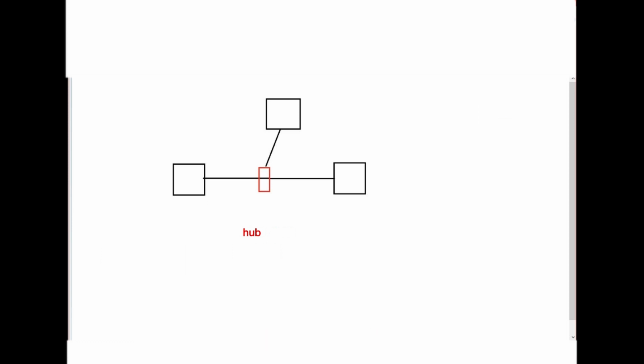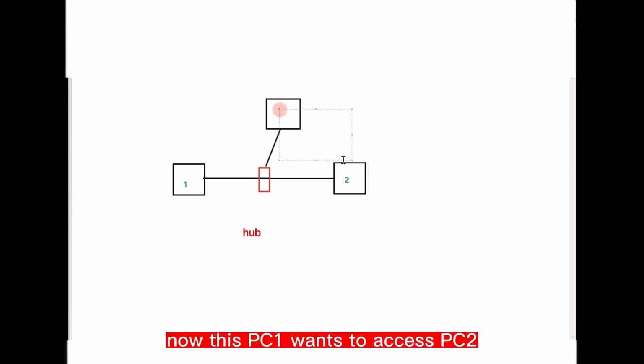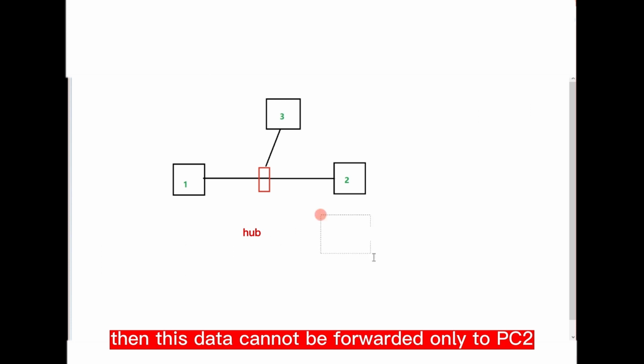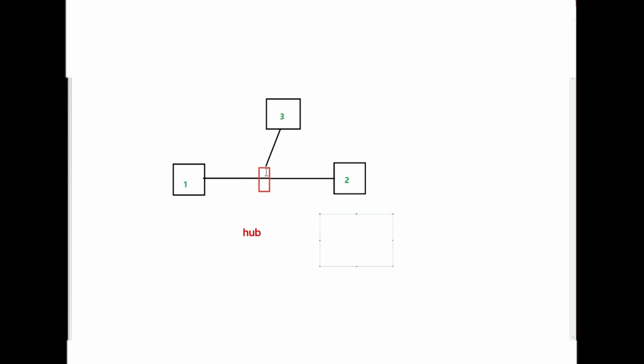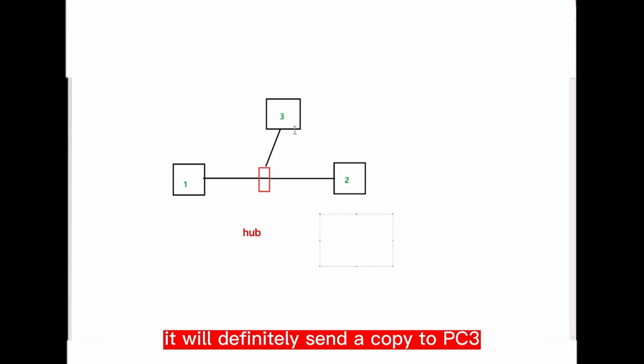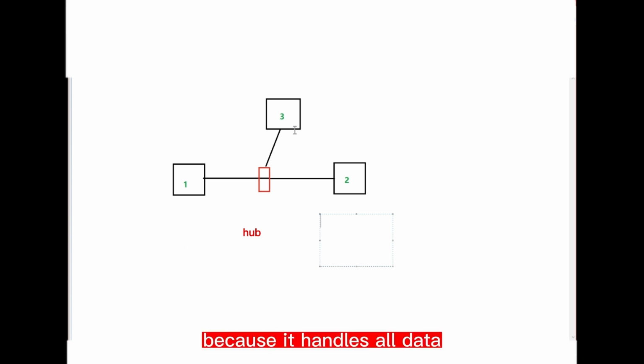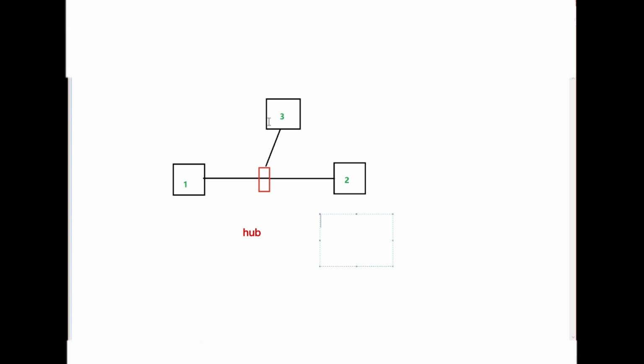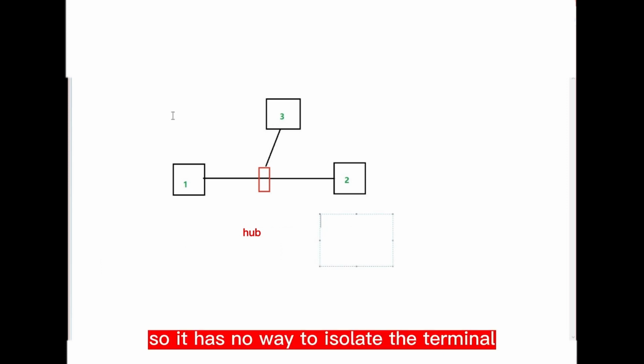For example, now this PC1 wants to access PC2, and doesn't want to access PC3. Then this data cannot be forwarded only to PC2. It will definitely send a copy to PC3, because it handles all data: all other interfaces get a copy. So the hub does not recognize upper layer information like IP address or MAC address. So, it has no way to isolate the terminal.